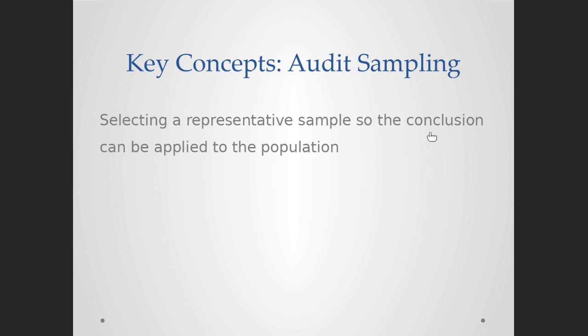Selecting a representative sample is important so the conclusion can be applied to the population. So we need to take from the population a sample that is representative of the population so that our conclusion about the population is correct. Clear?